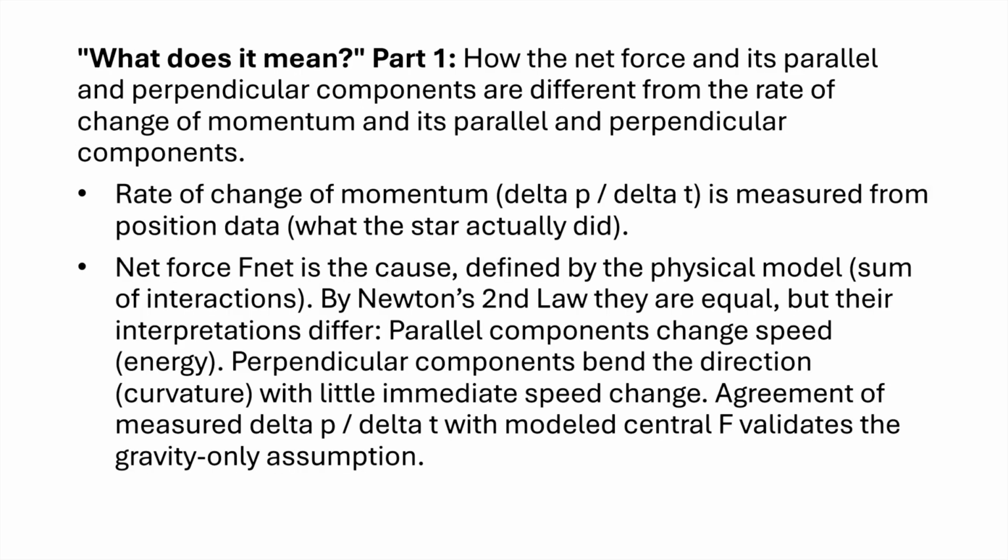So what does it mean, part 1? How are the net force and its parallel and perpendicular components different from the rate of change of momentum and its parallel and perpendicular components? The rate of change of momentum, delta p upon delta t, is measured from position data: what the star actually did. Net force, Fnet, is the cause, defined by the physical model, the sum of interactions. By Newton's second law, they are equal, but their interpretations differ. Parallel components change speed, energy. Perpendicular components bend the direction, curvature, with little immediate speed change. Agreement of measured delta p upon delta t with the modeled central force validates the gravity-only assumption.